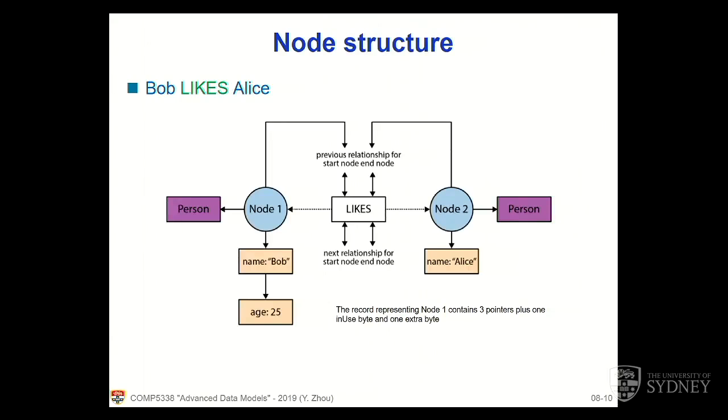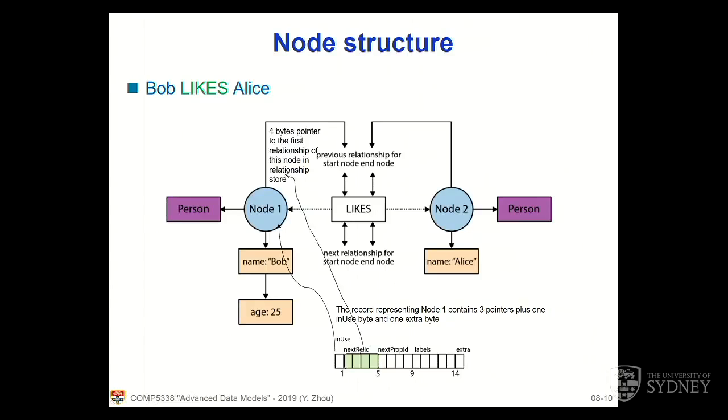So let's see what the record corresponding to node 1 would look like. It would be like this, right? It contains 3 pointers, and 1 in-use byte and 1 extra byte. That's the whole thing representing node 1. It's in use. After the in-use byte, the 4 bytes are the next relationship ID. It might not be this one, but it's one of its relationship IDs. So it could be this one: the ID of the first relationship of this particular node in the relationship store.